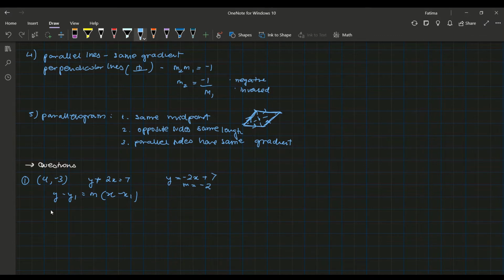So when we substitute our gradient and our coordinates into the equation, we get y minus -3 is equal to -2(x minus 4). So that's y plus 3 is equal to -2x plus 8. So that becomes y is equal to minus 2x plus 5.